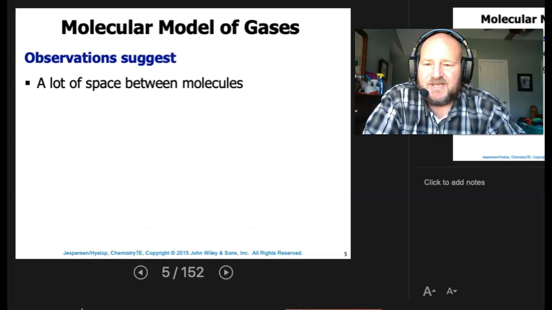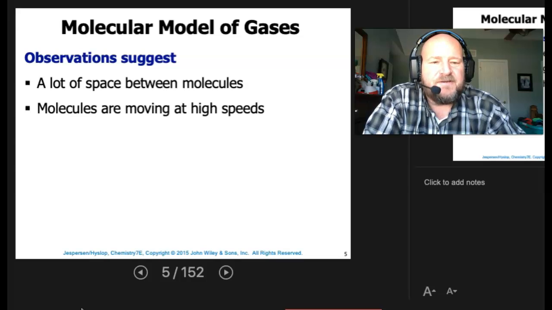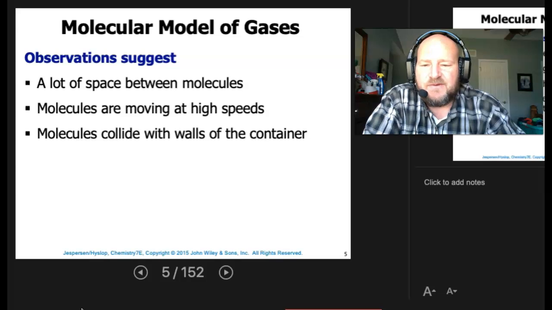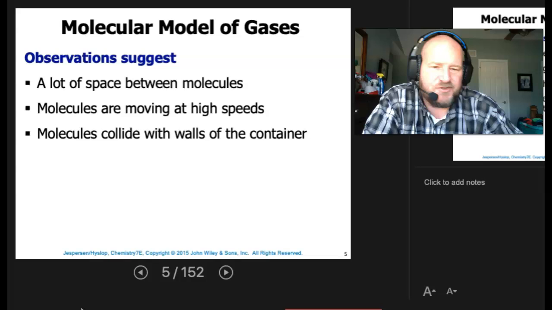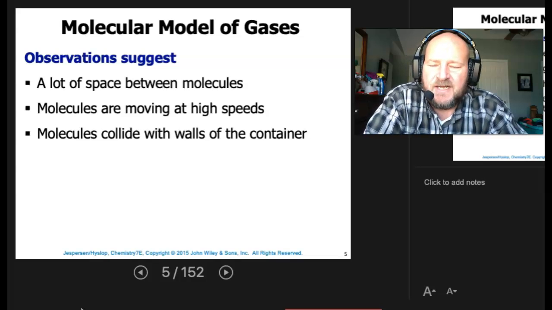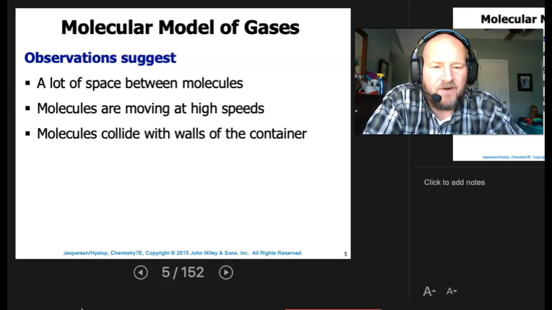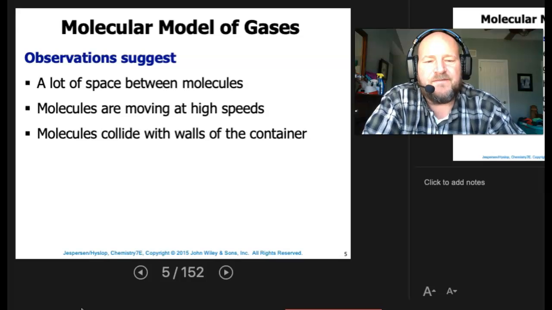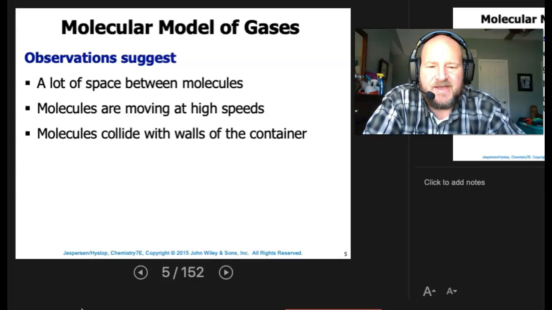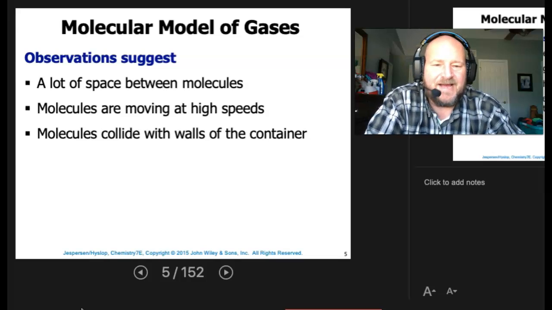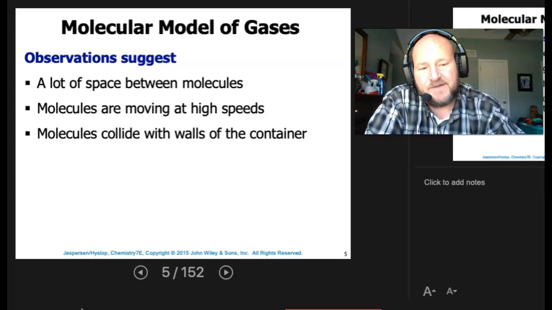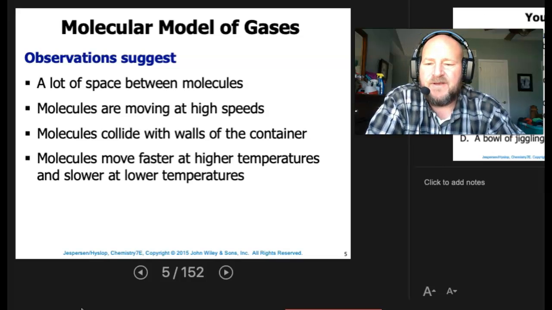Observations would suggest that there's a lot of space between the molecules. Molecules are going to be moving at high speeds. The molecules collide with the walls of the container, right? And hopefully that should make sense to most of us here. That's where we get our pressure from. Pressure is a force over an area. If we think about the area being the walls of the container, and the collision of the molecules into the container, that would be your force. You have a force over an area, that's what gives us our pressure.